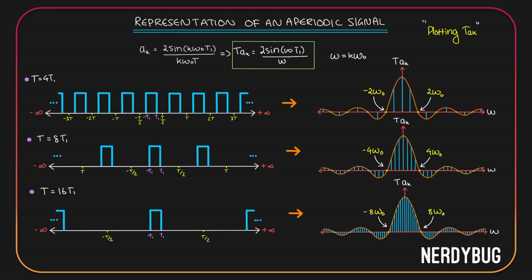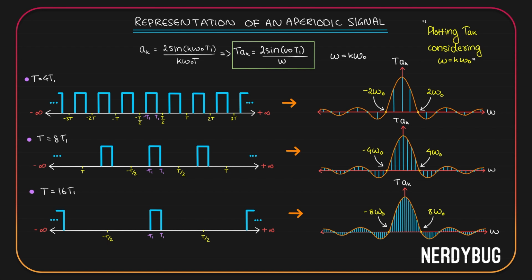But there is a huge issue in plotting TAK like this. Because we have already written here, omega is equal to k omega naught. Omega can only take values that are integer multiples of omega naught. So we cannot draw a continuous wave that looks like this to plot our TAK. We can only take its values at discrete points, that is integer multiples of omega naught. So let us update this a little bit.